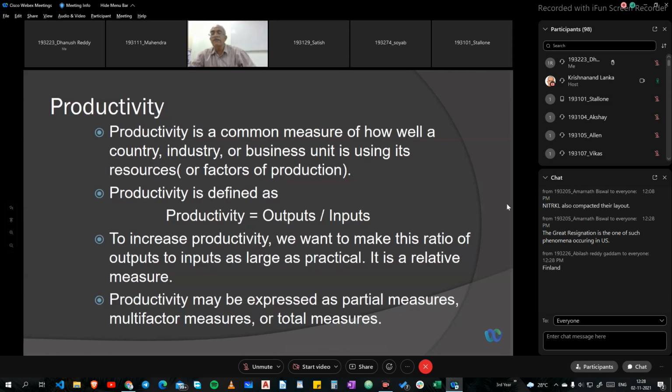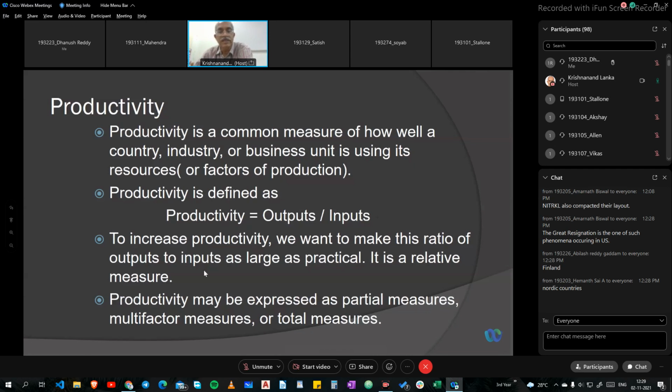So here, sometimes productivity alone may not tell the entire story, but for 80 or 90% of the time, it reasonably depicts the situation, right? The productivity is defined in a very simple way. The formula is very simple. Productivity is equal to outputs by inputs.